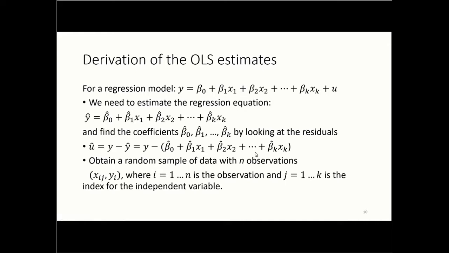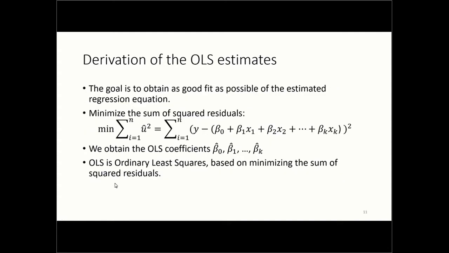So we do that by obtaining a random sample of data that have n observations. And here we have xij, where i equals from 1 to n is the observation, and j equals from 1 to k is the index for the independent variable. So again, here we have k independent variables, we have one dependent variable, and i is how many observations we have here. That number is n.